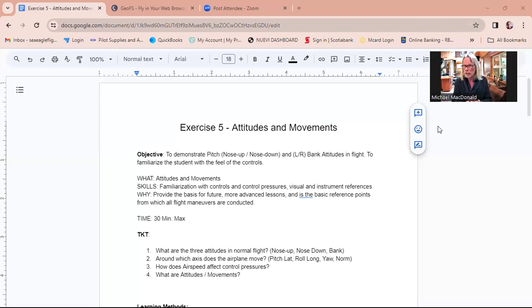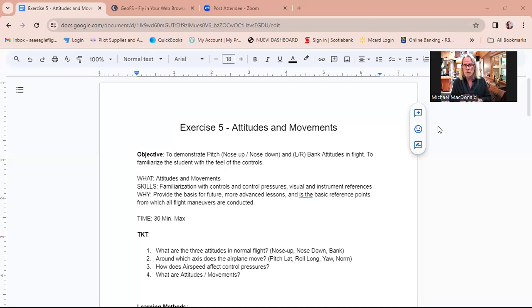This particular one is exercise 5, which is the first real flying lesson, attitudes and movements. The objective of attitudes and movements is to demonstrate how pitching the nose up and down, banking the wings left and right, and yawing the aircraft left and right affects the performance of the airplane, and what you can expect to happen when you put those control inputs in. It's a very important lesson because it's the foundation of all the lessons to come.